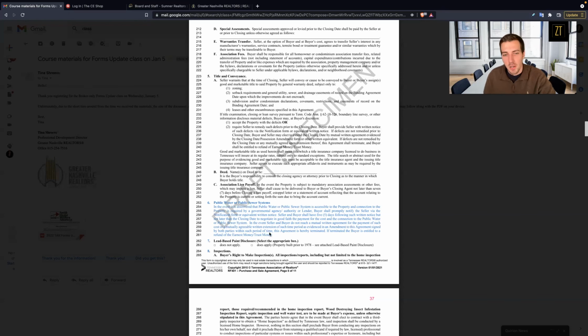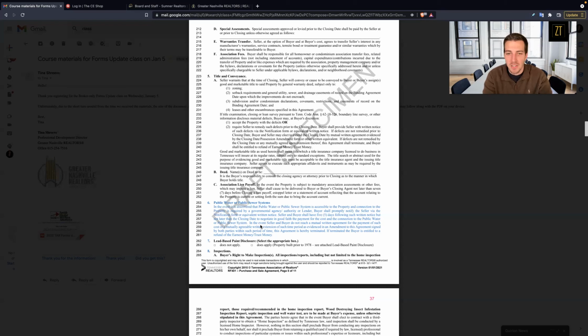So this paragraph that's been added, this goes outside the inspection period. So let's say you have a 10-day inspection period and you get past that, but you're still before closing. And let's say day 25 of the contract, you discover, hey, we got to connect to a sewer system. This clause still comes into effect. So it doesn't just apply during your inspection period. It applies at any point during the contract.